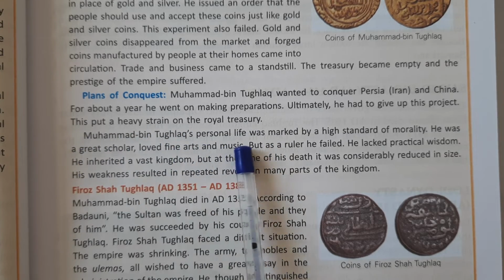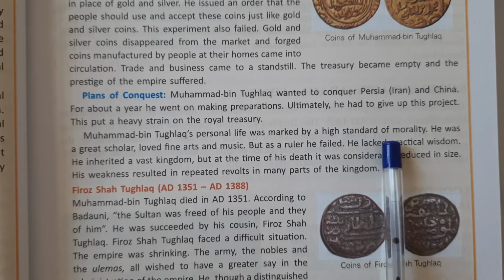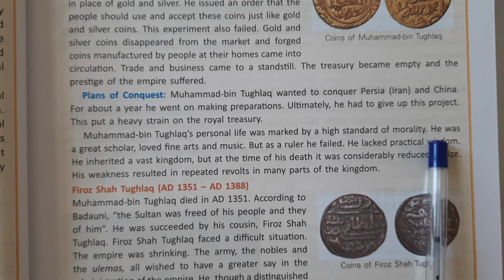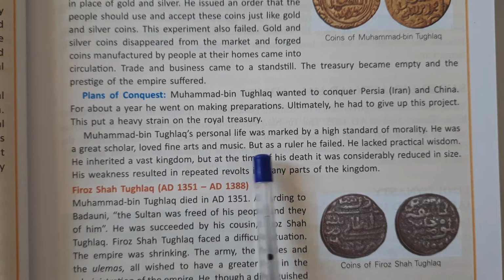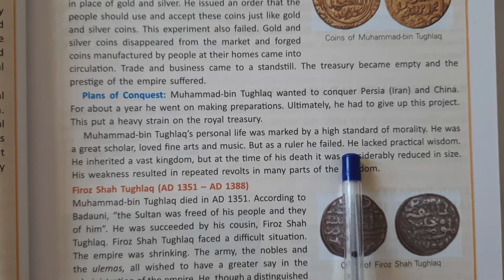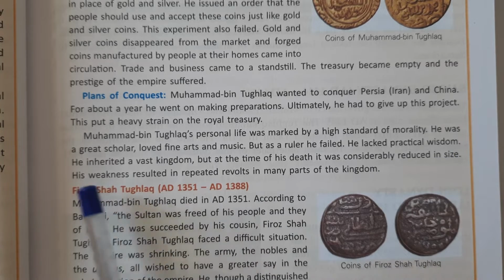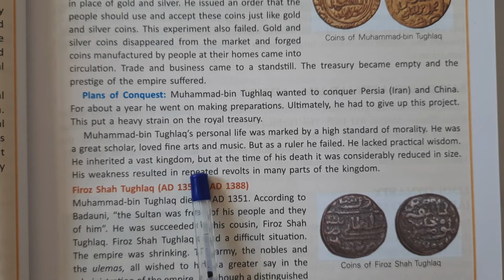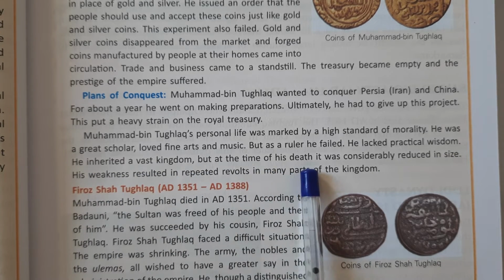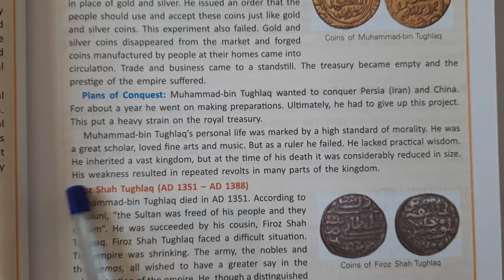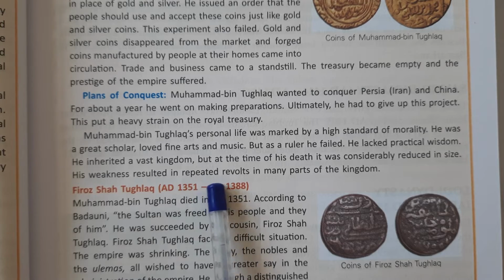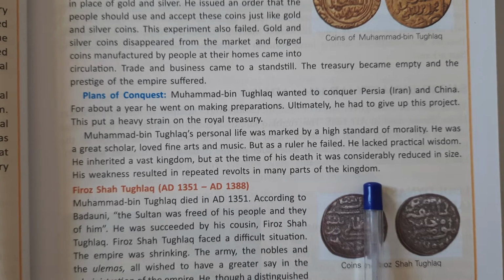Muhammad bin Tughlaq's personal life was marked by a high standard of morality. He was a great scholar, loved fine arts and music, but as a ruler, he failed. He lacked practical wisdom. He inherited a vast kingdom, but at the time of his death, it was considerably reduced in size. His weakness resulted in repeated revolts in many parts of the kingdom.